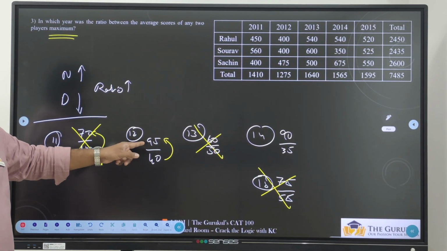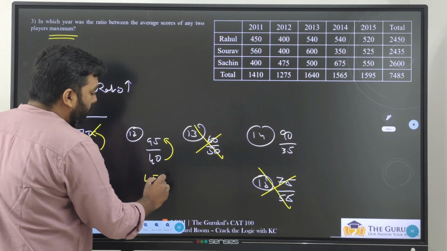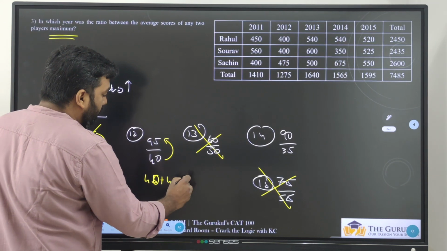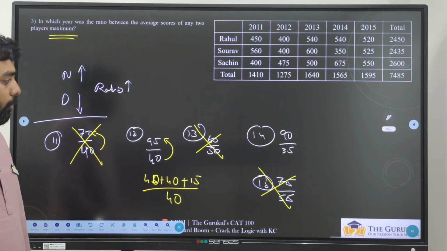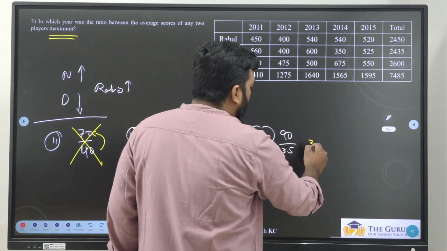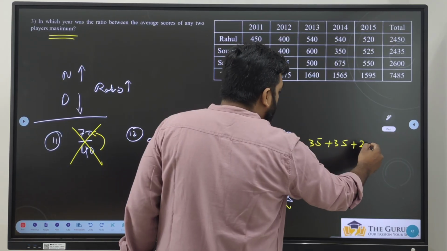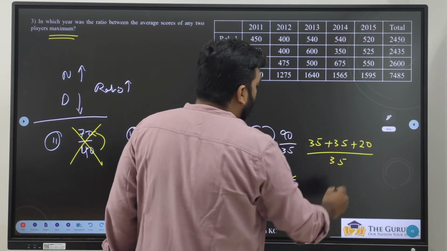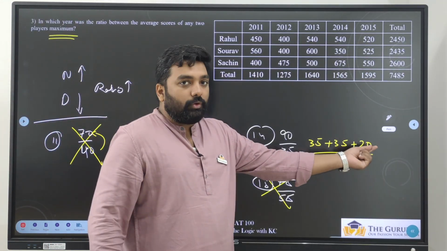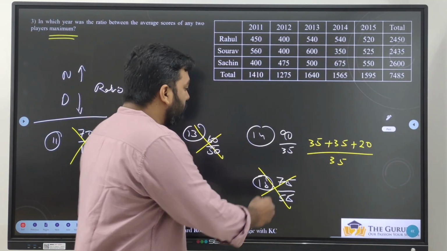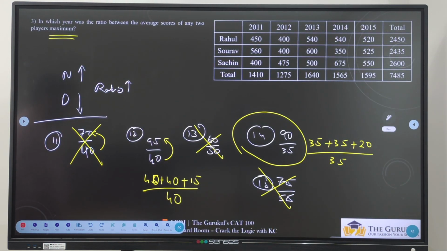If I double, it is slightly more than double, because 95 is 40 plus 40 plus 15 by 40. So slightly more than double. But if you look at here, this is 35 plus 35 plus 20 by 35. Denominator is also small. So it is almost close to the full value over here. So the maximum is happening in 2014. That is the answer.